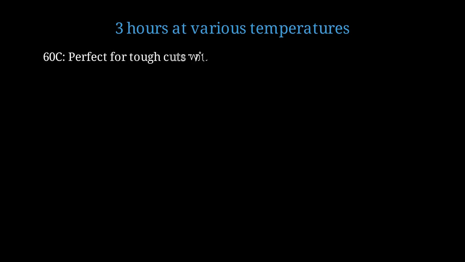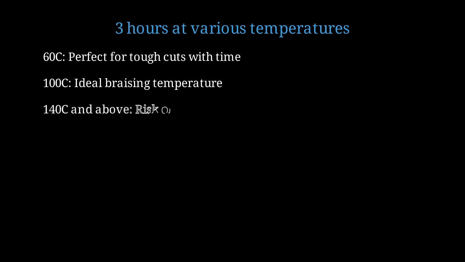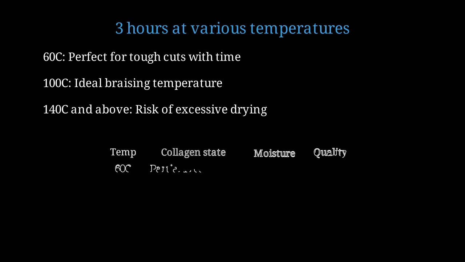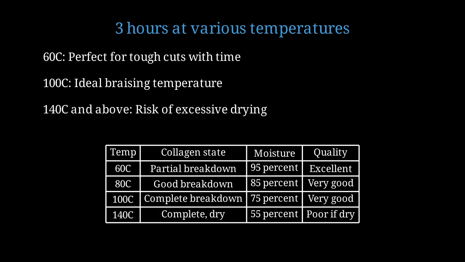At 60 degrees for 3 hours, tough cuts begin to tenderize as collagen slowly breaks down while retaining maximum moisture. At 100 degrees for 3 hours, you achieve excellent results for braising. Collagen is mostly converted, meat is tender. At 140 degrees and above for 3 hours, there's significant risk of excessive drying unless the meat is submerged in liquid. This table quantifies 3-hour cooking results.